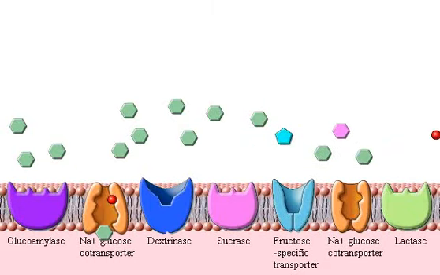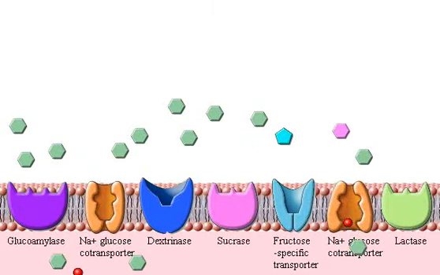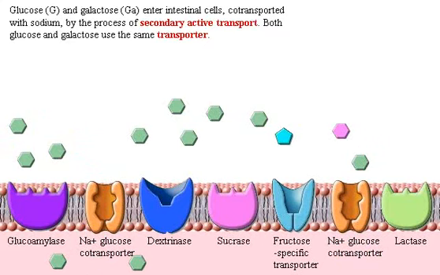Most nutrients are absorbed by transepithelial transport, moving first into the intestinal epithelial cells at their luminal surface, then out at their basal surface. Glucose and galactose enter intestinal cells, co-transported with sodium by the process of secondary active transport. Notice that both glucose and galactose use the same transporter. Drag fructose to its transporter.